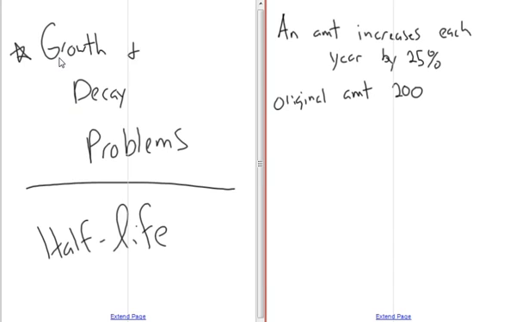All right, students, so we're talking about growth and decay problems, also half-life, and we're going to look at some specific examples and then identify what the formula is. So let's get going.